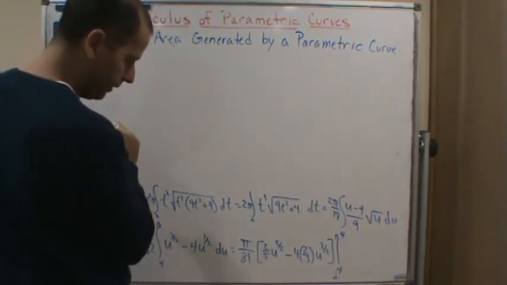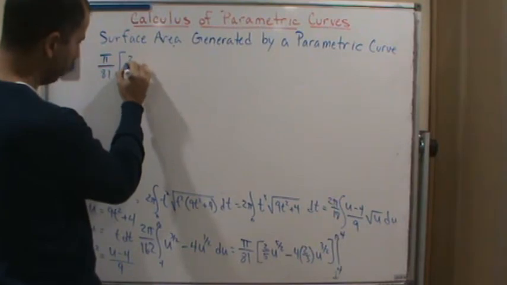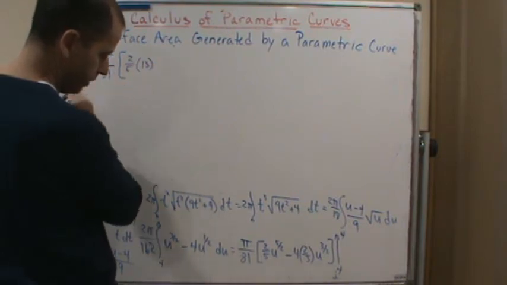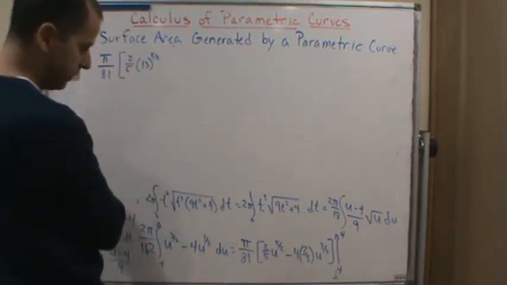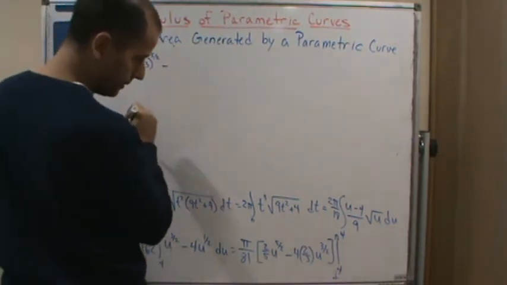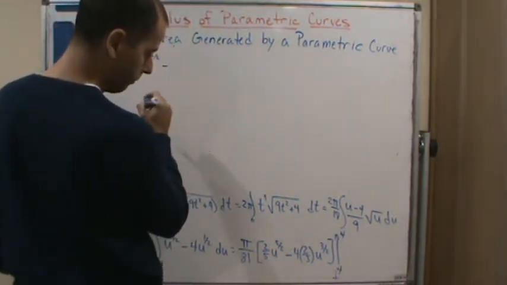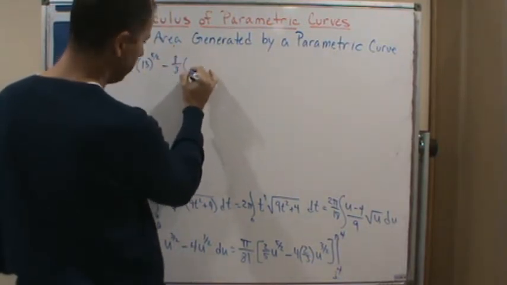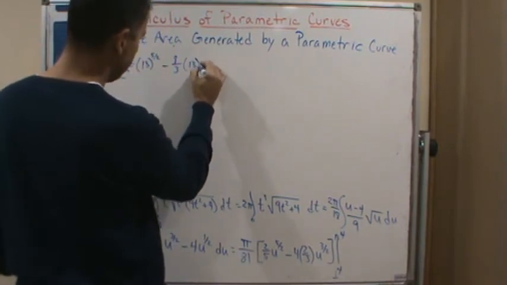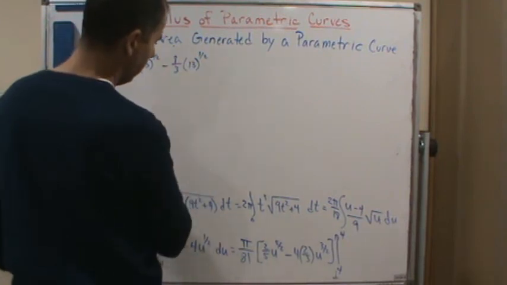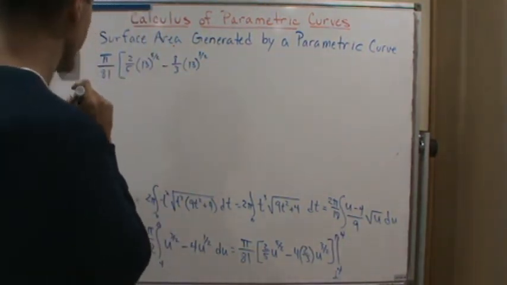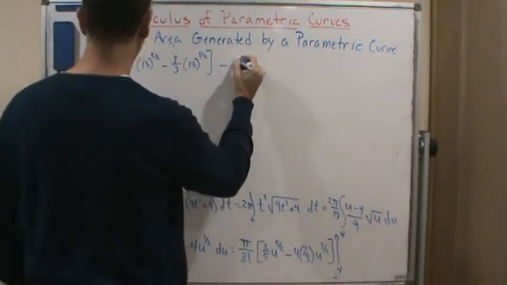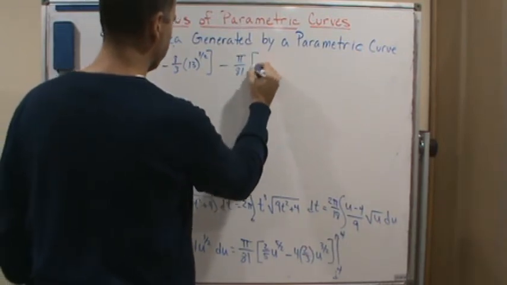And it's going to be evaluated at 13, so this will be 2/5 times 13 to the 5 halves, minus 8/3 times 13 to the 3 halves, minus pi over 81.